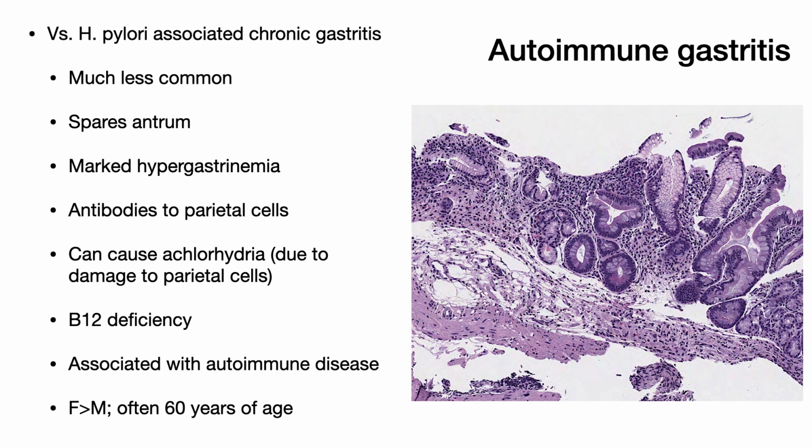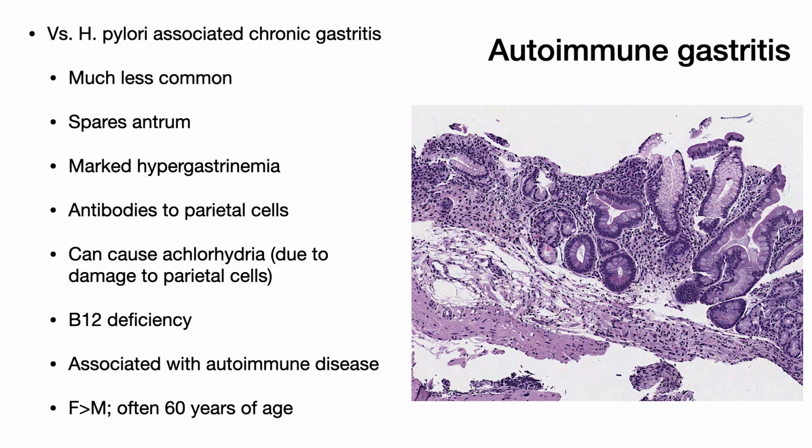So you have a chronic gastritis due to H. pylori. It can be due to NSAIDs, but sometimes it's due to autoimmune, much less common. So this is autoimmune gastritis versus H. pylori-associated chronic gastritis. Everything listed here is what you see in autoimmune, comparing it to H. pylori. So it's much less common than H. pylori-induced chronic gastritis. It spares the antrum, whereas H. pylori is known for affecting the antrum.